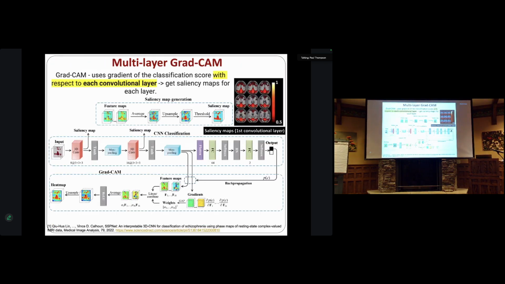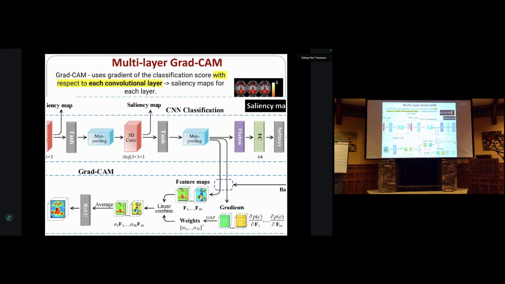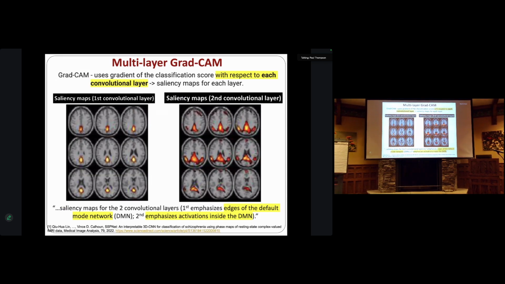So multi-layer GradCam, and this is used in resting state connectomics. You can say, let's train a classifier to identify a disease based on resting state data. I mean, these are network inputs. And in this work by Vince Calhoun, he's looked at the saliency map for every layer of the convolutional network. He said, I'm going to input resting state fMRI and classify schizophrenia versus controls. And I wanted the GradCam to tell me where in the resting state data it was helpful in deciding whether someone had schizophrenia or whether they were healthy control. And the first convolutional layer found the edges of the default mode network.